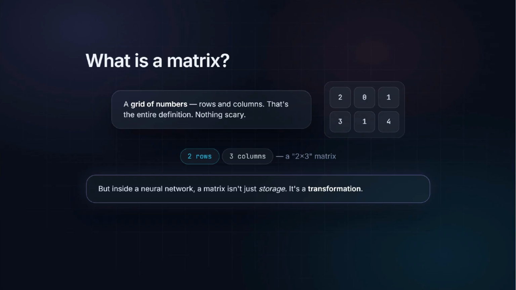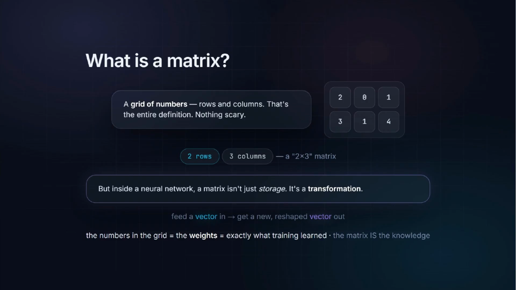But inside a neural network, a matrix isn't just storage. It's a transformation. You feed a vector in, and it hands you back a new, reshaped vector, rotated, stretched, projected into a new space. And those numbers filling the grid are the weights, the exact values the model learned during training. The matrix is the knowledge.